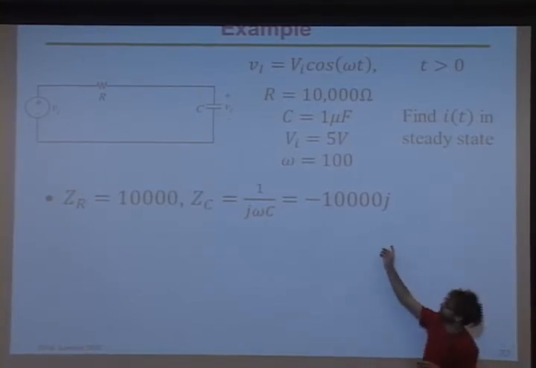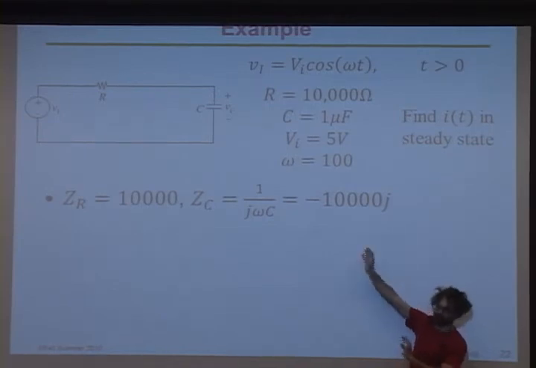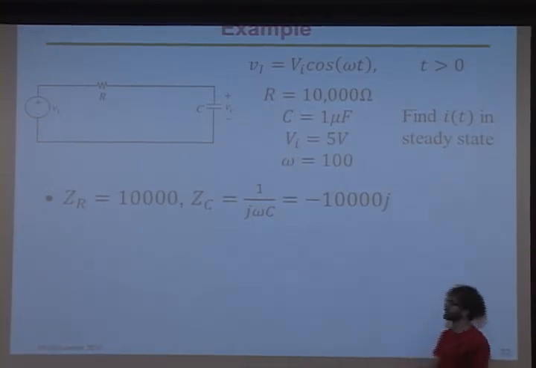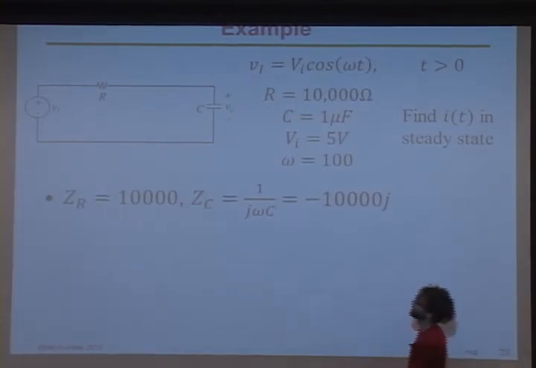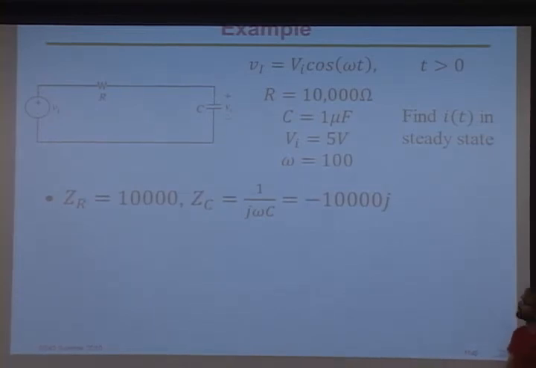Anyway, the first thing is replacing all your components with a complex resistance, and it's pretty easy. Any resistor is just going to be its original value. I like to omit units in these, since I don't know what the right unit would be. So Z_R is going to be 10,000.